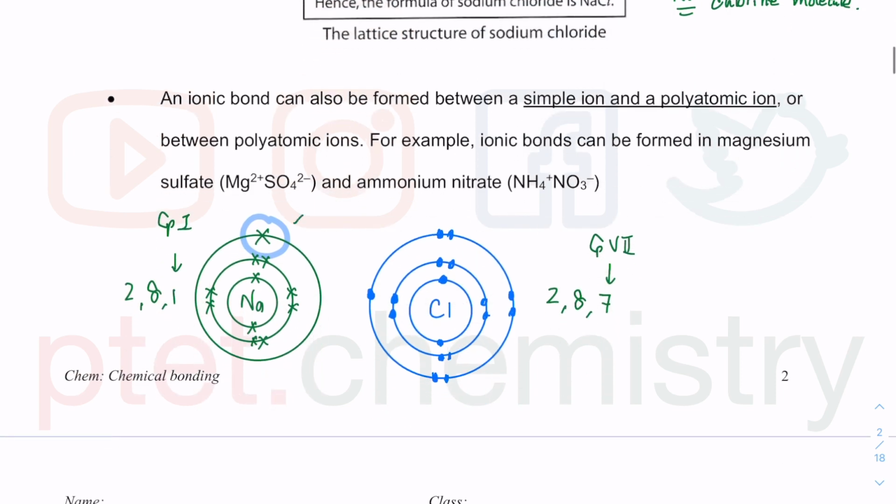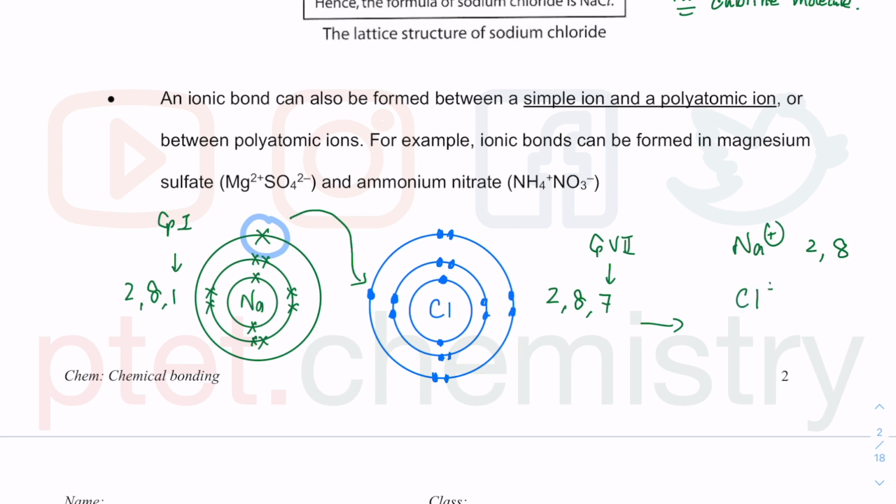So what happened is this one will lose to that, and this one will gain the 1 extra electron. So eventually you're going to get Na+. I'm not going to show it now, but that is 2,8 because you have already lost 1 electron. This is now Na+. You have already lost 1 electron, therefore you're only left with 10 electrons. You're only left with 2 shells that are completely filled.